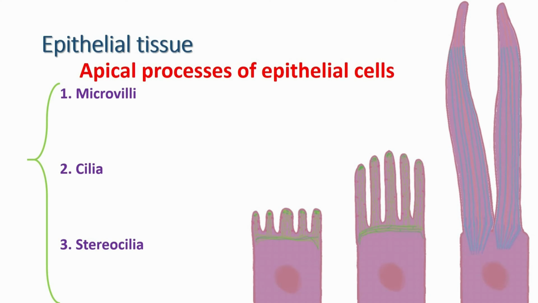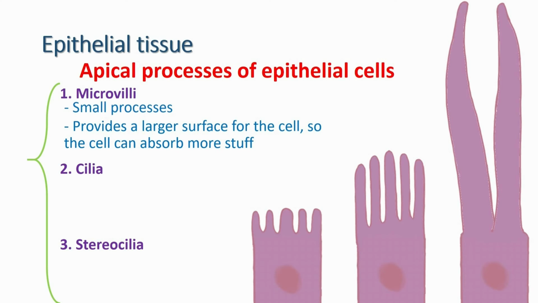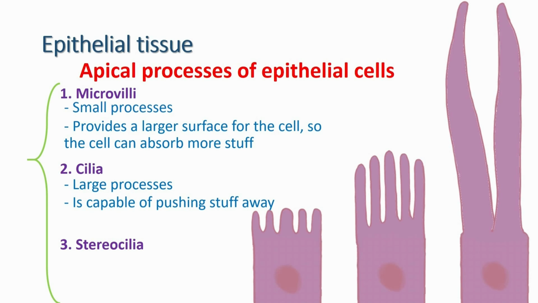So let's check these three once again. Microvilli are the small processes on some epithelial cells which increase the surface of the cell membrane. This provides the ability of a better absorbing for the cell. Cilia, on the other hand, are some very large processes that, unlike microvilli, don't have a lot to do with absorbing stuff. But they can be strong hands for the cell to push the stuff around. And stereocilia are some structures in between, not too big, not too small, and they do both of the things these two other ones do.